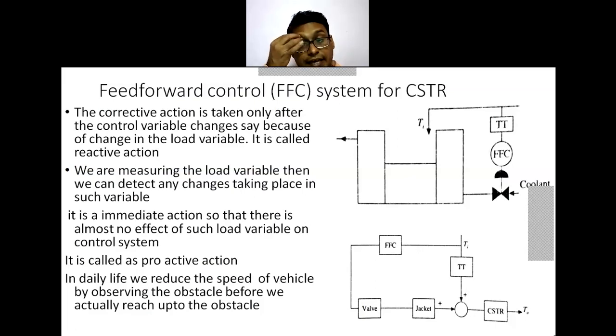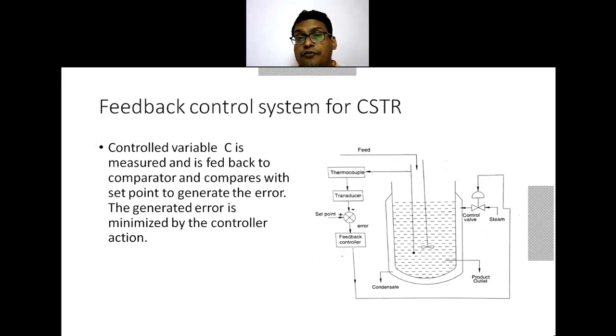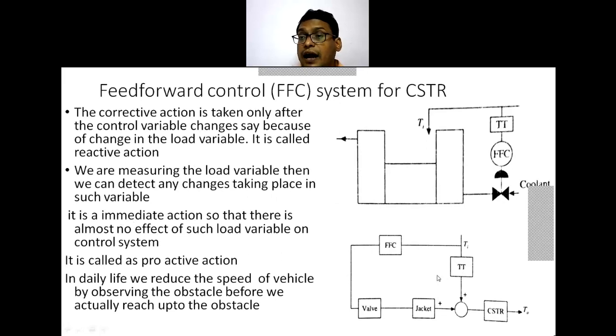In this case, as in case of our feed backward, we are not measuring the temperature of the control variable. The temperature of the product going to the outlet is not measured in case of our feed forward system, and that was the limitation.